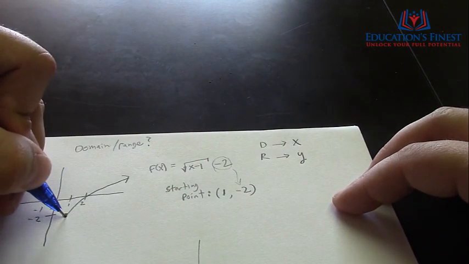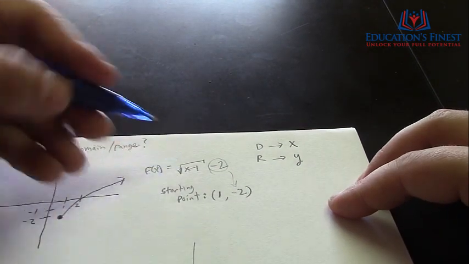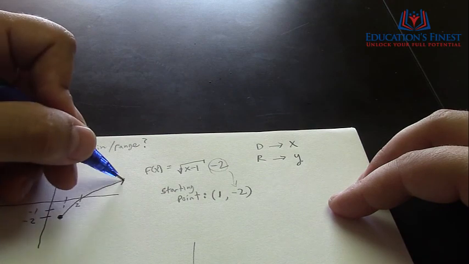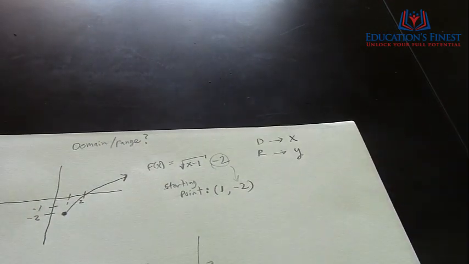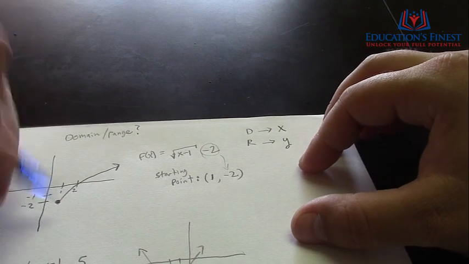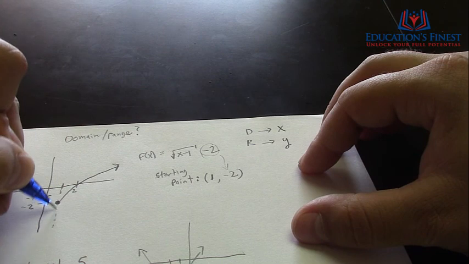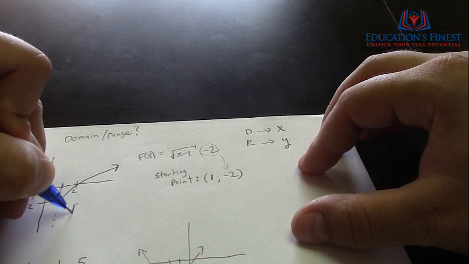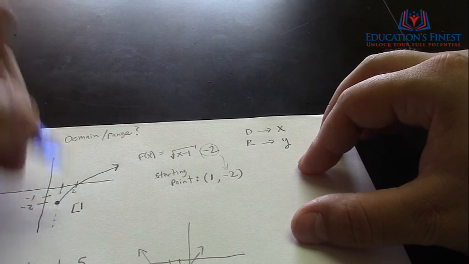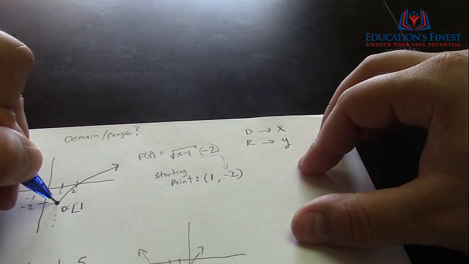Now, if you know the starting point, and you know what the shape looks like, because as a square root, you just draw that guy, and it's going to be very easy to do. So your domain is x values. You always want to look where this guy starts. Well, it starts at 1, and it's going to be a bracket. This is your domain. It's going to be a bracket because we do start there.